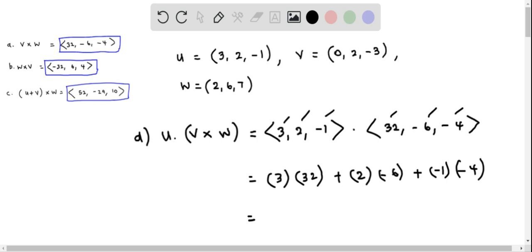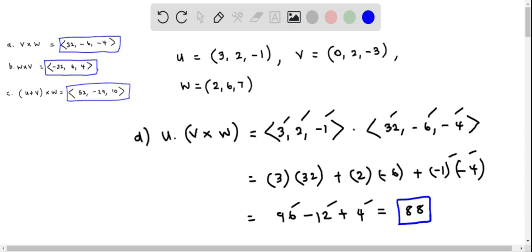And so this equals 32 times 3 is 96. 2 times negative 6 is negative 12. Negative 1 times negative 4 is positive 4. So this equals 96 plus 4 is 100. 100 minus 12 is 88. And so the result of u dot v cross w equals 88.